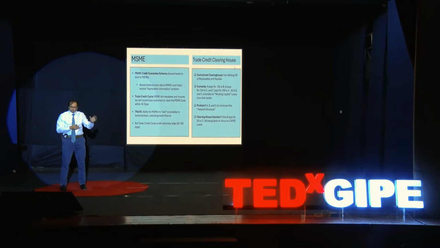Government said we will guarantee if the small companies default. Lend them. But once you lend, you build a relationship, you understand the business, you resolve what is called the asymmetric information problem. That has happened in India.